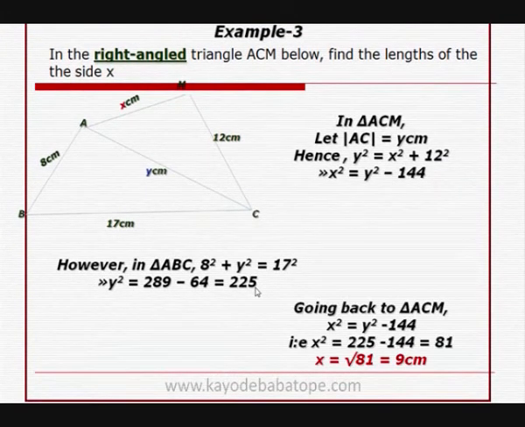Now, going back to the expression we obtained from triangle ACM, x squared is equal to y squared minus 144. But now we have been able to obtain that y squared is equal to 225. So, going back to this expression, we have x squared is equal to, we replace y squared by 225. So, 225 minus 144. That gives us 81. So, x is equal to square root of 81, and that gives us x is equal to 9 centimeters.